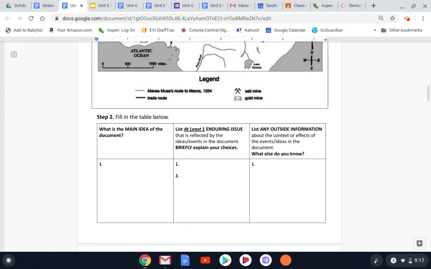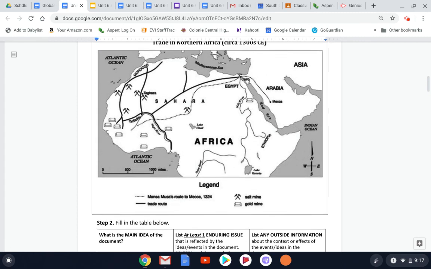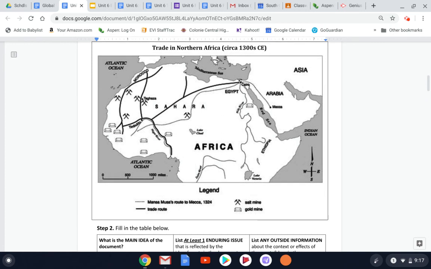use next year. So what we're doing is we're giving you 3 tables. One, to identify what the main idea of the document is. The second column is to list at least one enduring issue that you think is reflected by the ideas and events in the document. And 3, some brainstorming opportunities to think about any outside information about the context or effects of the events and ideas in the document. Essentially, what else do you know that the document is cluing you in on, or gives you some kind of trigger that reminds you of something else?